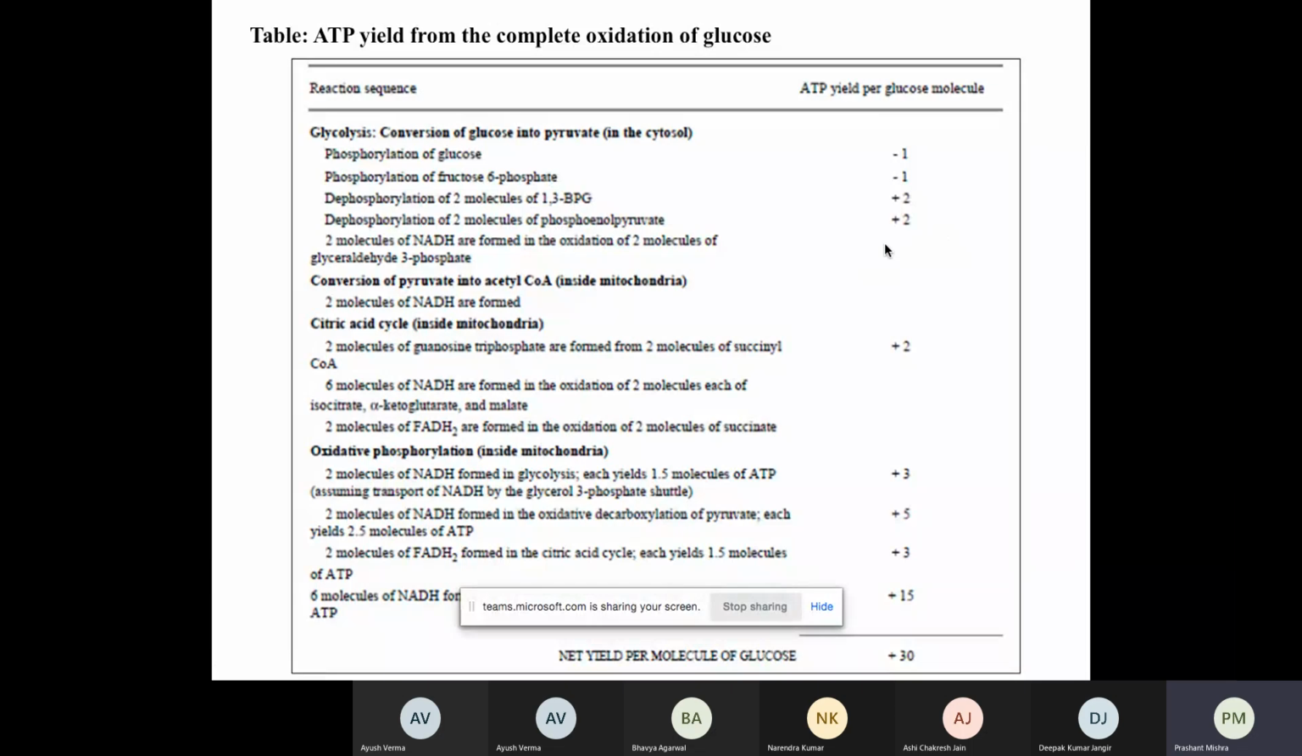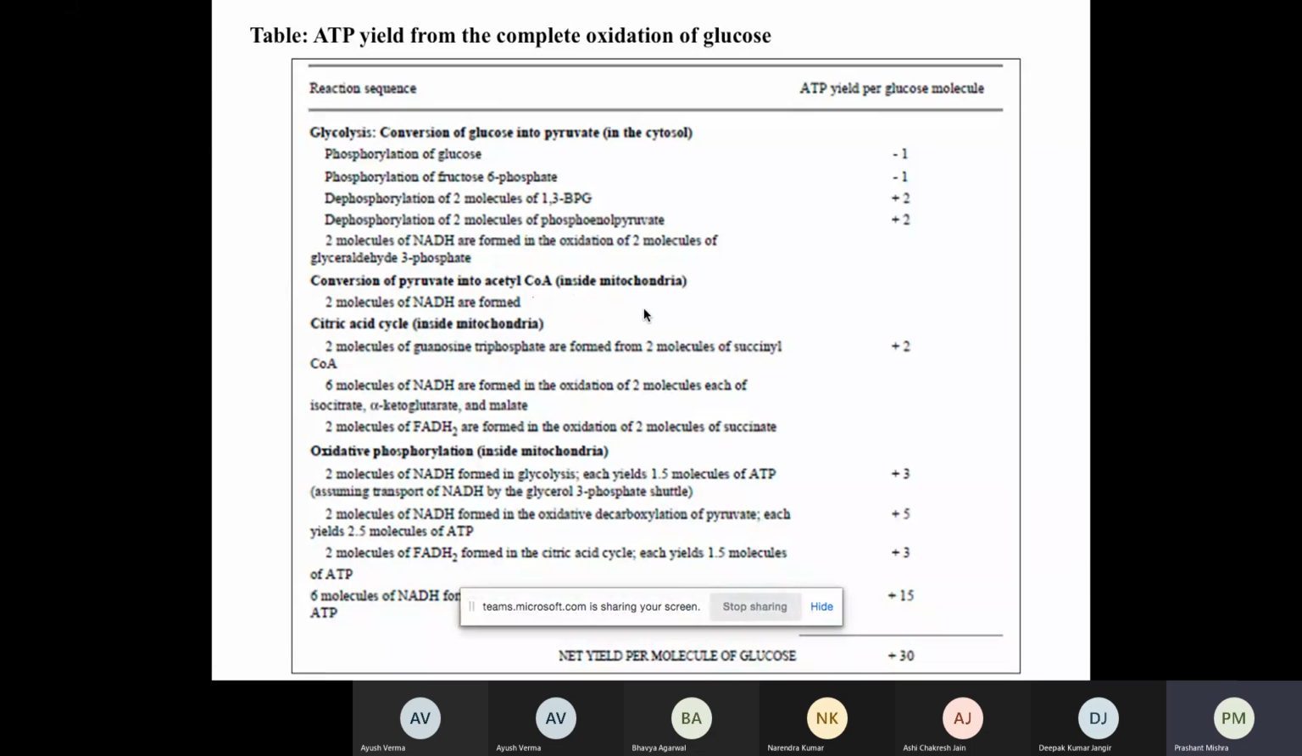But what happens during this process? You have also produced two molecules of NADH, formed from the oxidation of two molecules of glyceraldehyde 3-phosphate. So if I just consider glycolysis, you have produced two molecules of ATP and two molecules of NADH. Now this NADH, if it is converted into NAD plus by a mechanism, for example lactate synthesis or alcohol synthesis, you will not get any additional ATP molecule.